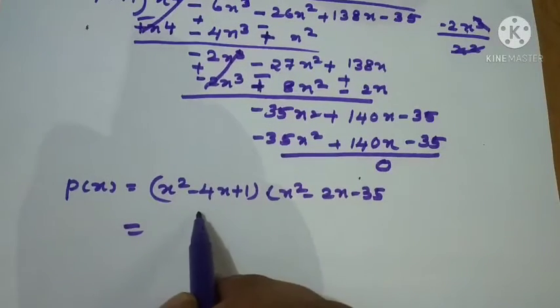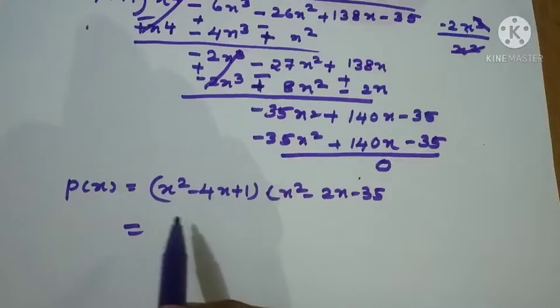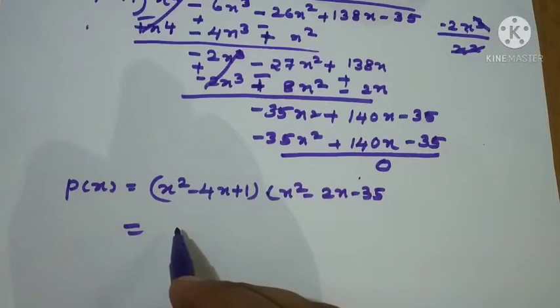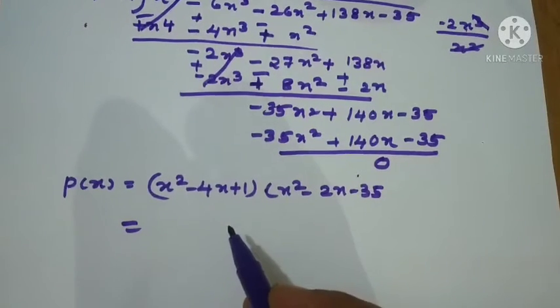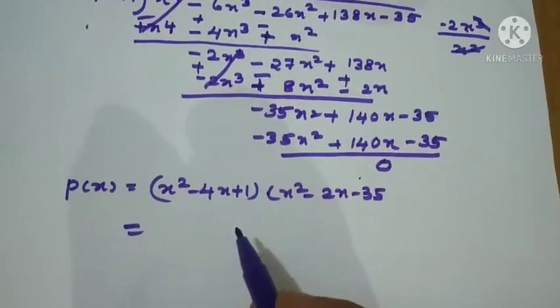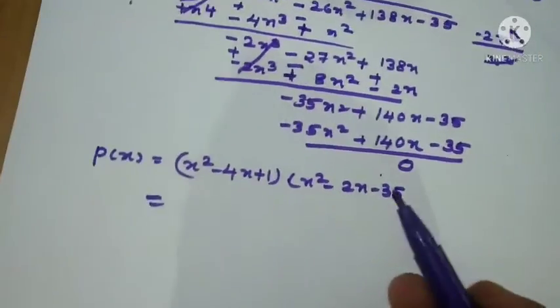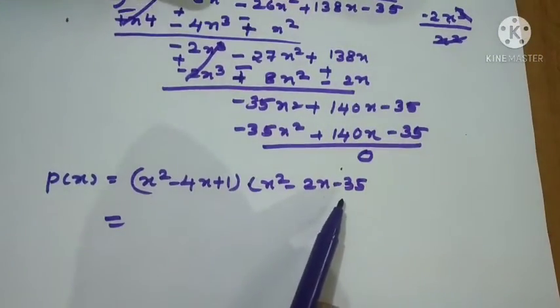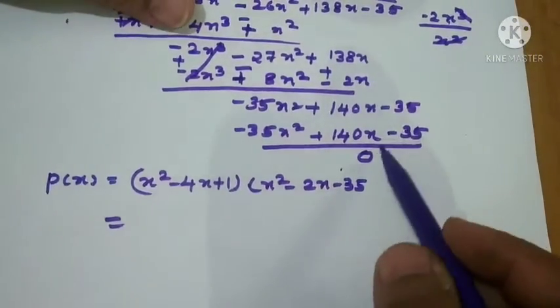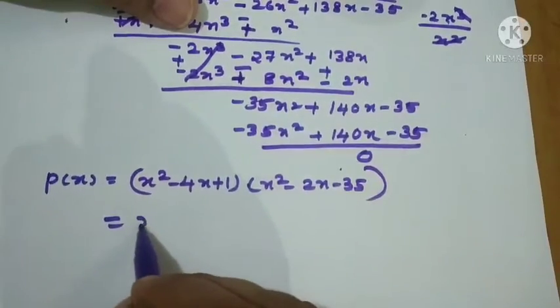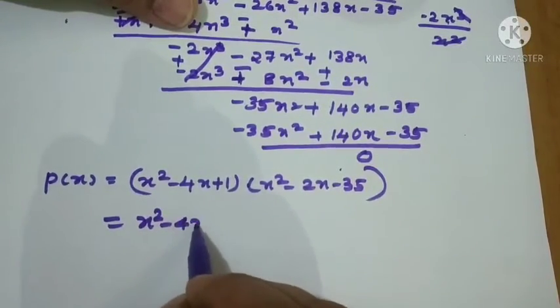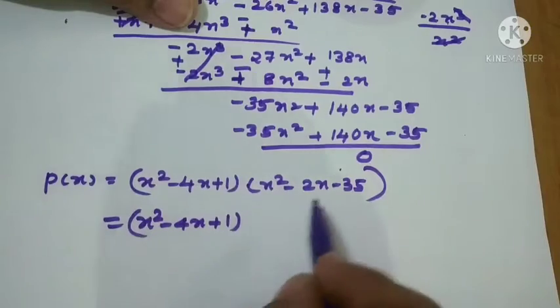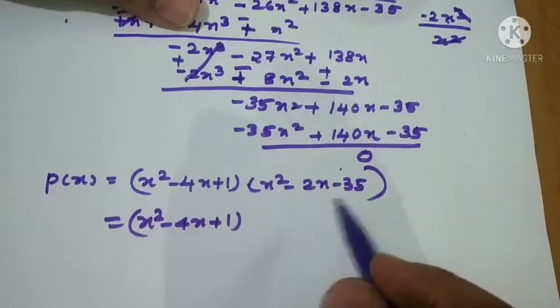X square minus 4x plus 1 is already given in the question, so the zeros we can write as 2 plus root 3 and 2 minus root 3. What is remaining there? Another 2 more we require. That can be done with the factorization of the second bracket. Okay. So what I will do is continue this x square minus 4x plus 1 for one more line. Then the product is minus 35.